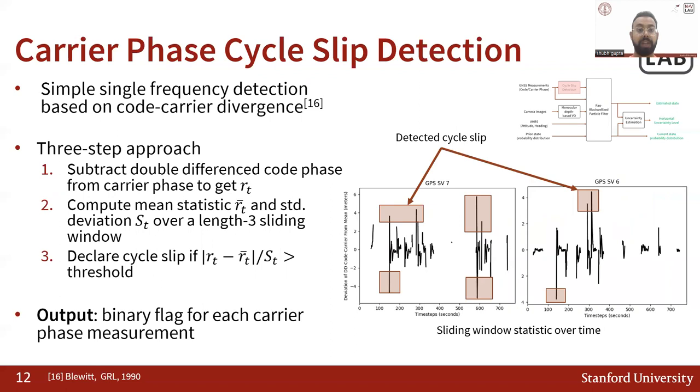And from that, we compute the mean statistic as well as a standard deviation over length three sliding windows. Finally, we declare a cycle slip if the value of the statistic exceeds a threshold value and output a binary flag for each measurement, as can be seen in the figure on right.